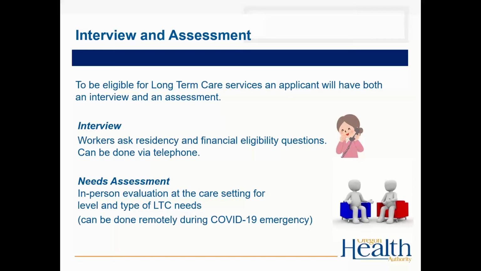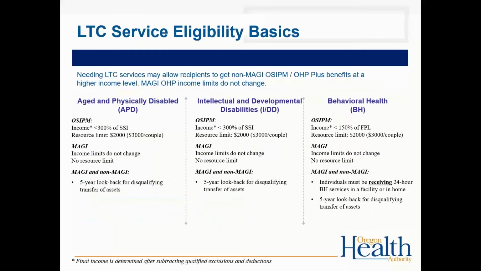So that's typically an in-person evaluation in their care setting. So in that facility or in their home, wherever it is that they are going to be receiving that care. And we determine what kind of care is needed and what the level is. That's typically in person, but right now, due to COVID, we are able to do that remotely by phone and just asking them the questions. Okay, thank you. So this is some of the service eligibility basics.